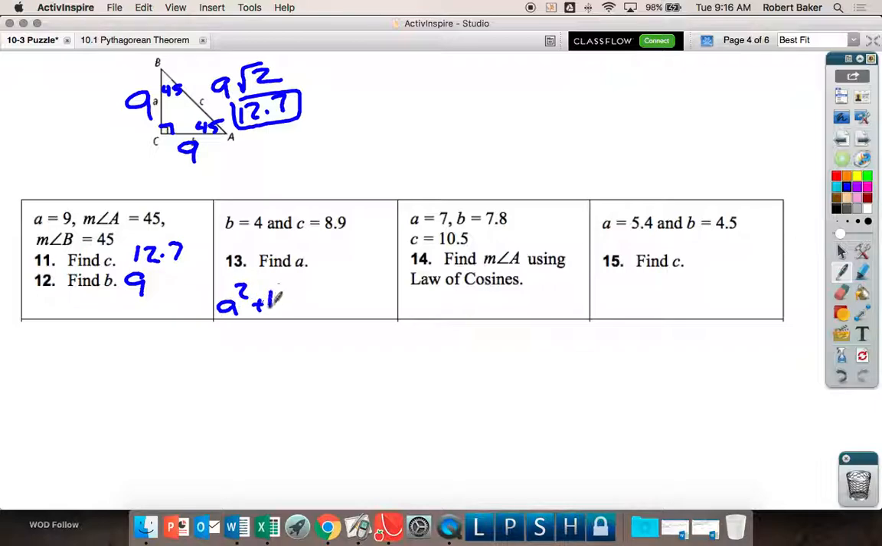A squared plus B squared equals C squared.